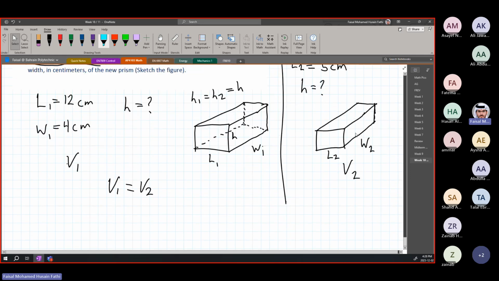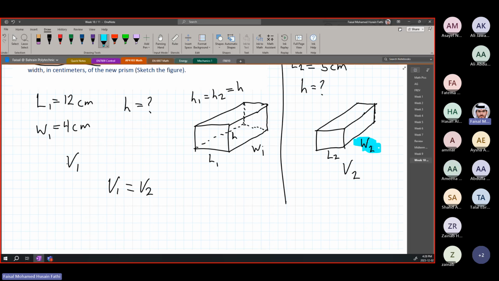Find the width in centimeters. So what do we need to find? This is our target, W2. This is what we need to find. Now, step by step. Let's look at the first shape. Then, let's not look at numbers. Let's just look at variables with dimensions.